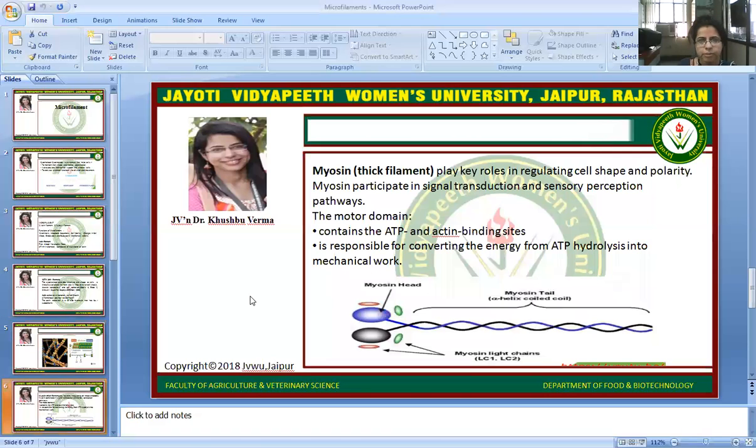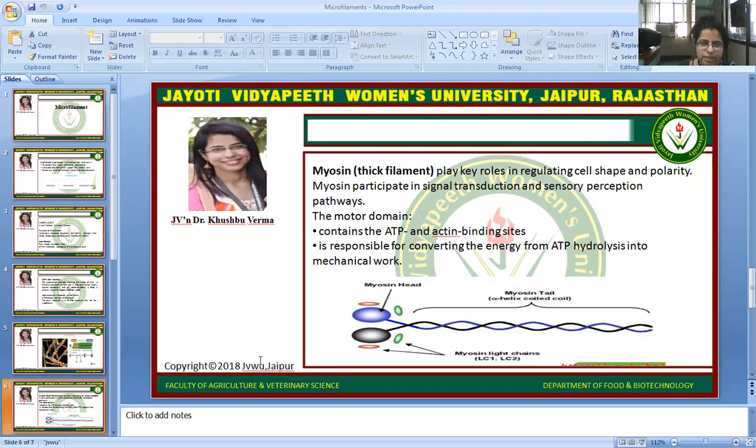Next one is myosin. Actin filament is known as the thin filament, and myosin, which is the second microfilament, is known as the thick filament. It plays a key role in regulating cell shape and polarity. Myosin participates in signal transduction and sensory perception pathways. The motor domain of myosin contains the ATP and actin binding site, and it is responsible for converting the energy from ATP hydrolysis into mechanical work.